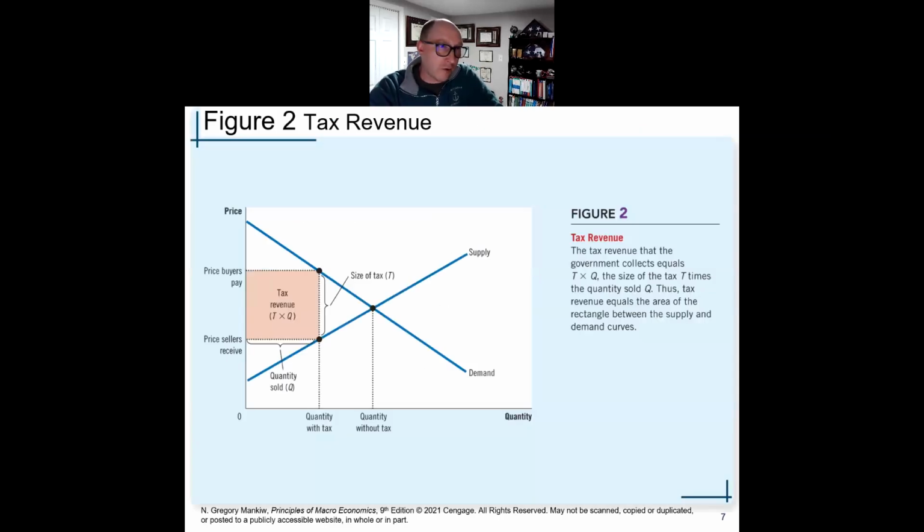So looking at it graphically, the government collects tax. It's the amount of the tax times the number of people. That represents the tax revenue. The government calls taxes revenue because that is how the government is funded. That's where they collect their money from. It's from taxes. So that's how we can graphically see the supply and demand for tax revenue.